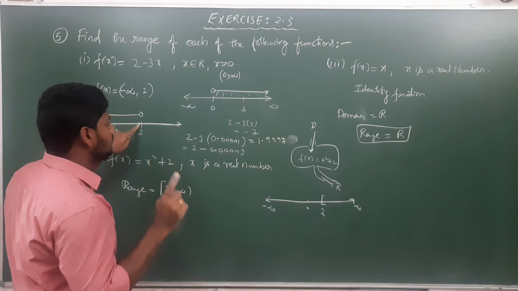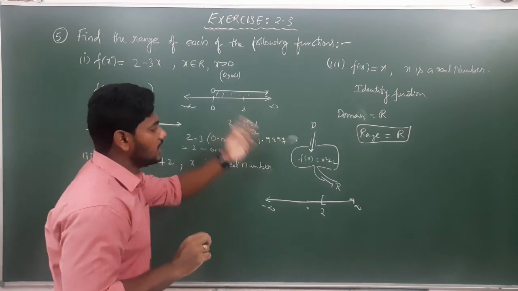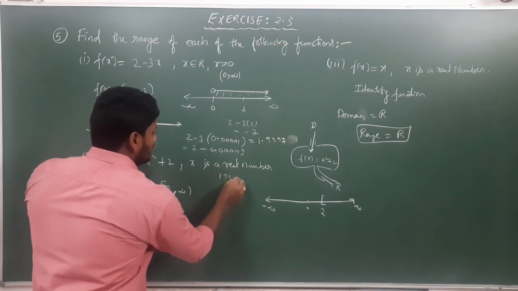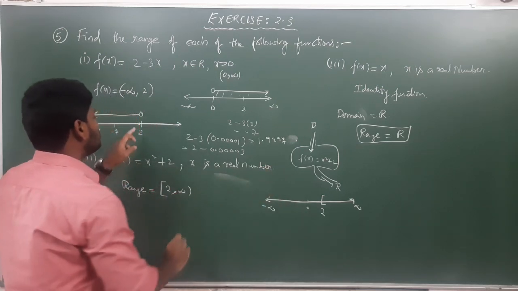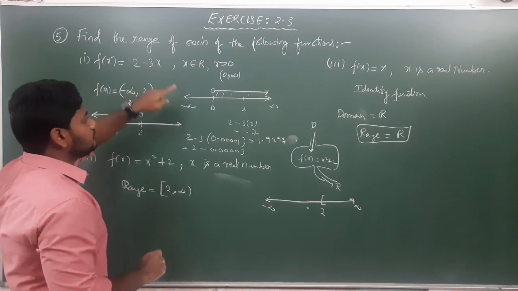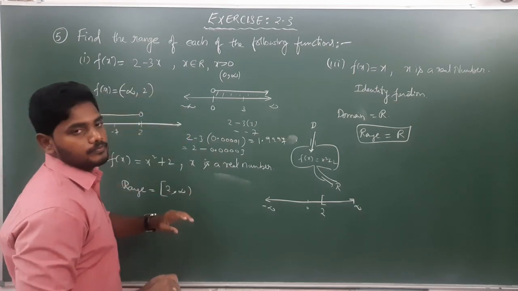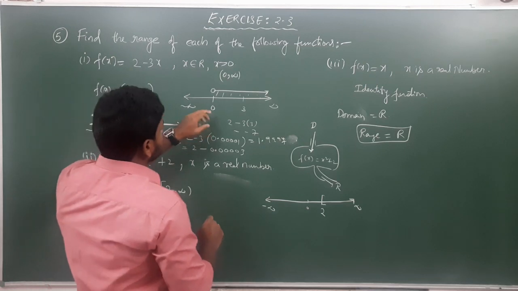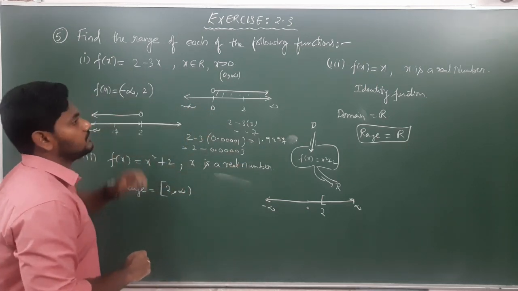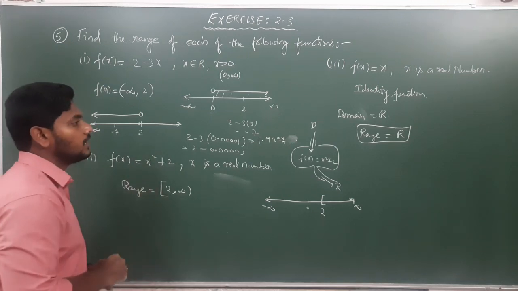Are you understanding? Like that, if you substitute any values, the maximum value will be like 1.9999999, but it won't become 2. Why won't it become 2? Because x is not equal to 0, it is greater than 0. So if you substitute any number greater than 0, you will always get the range as minus infinity comma 2. Pause the video and note it down.